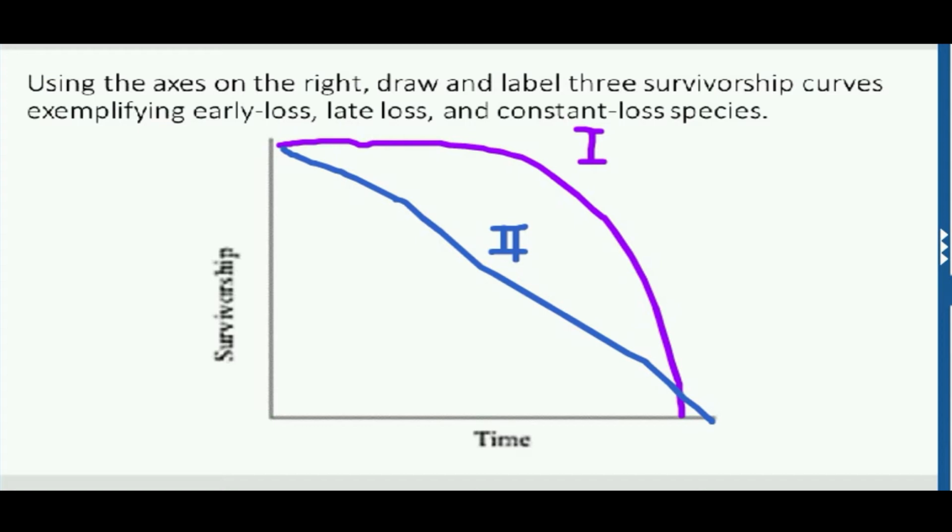And then late loss would be like they don't have very many babies. Lots of the babies they do have survive. Usually it's because they have a lot of parental care, and then they die when they get old. This is kind of what humans do usually.